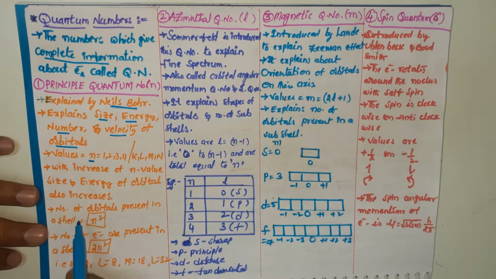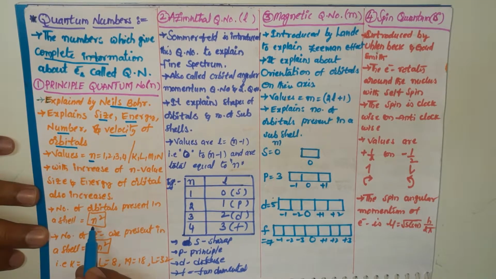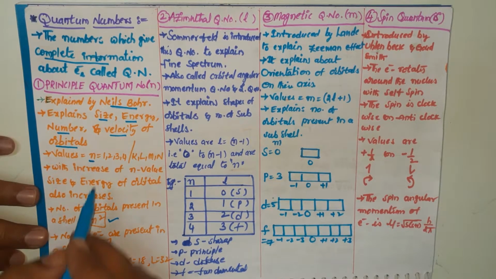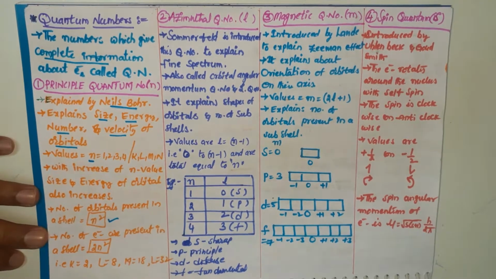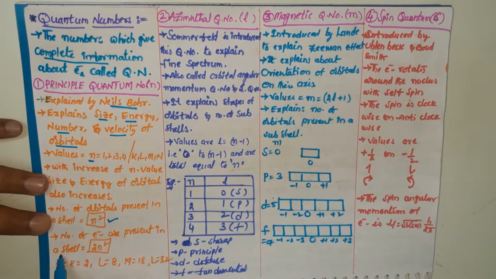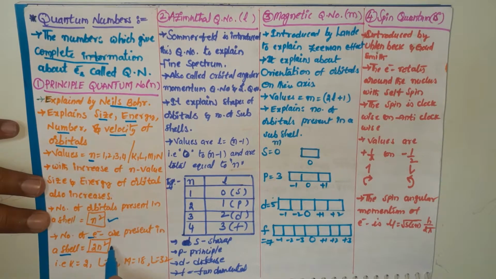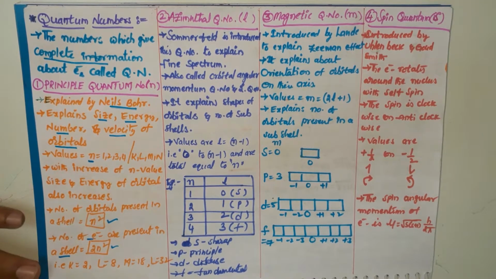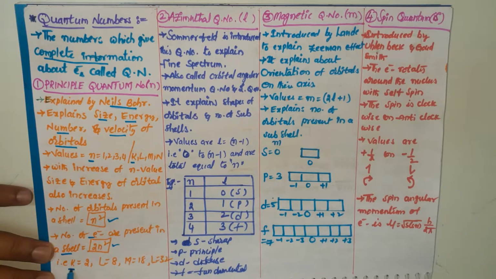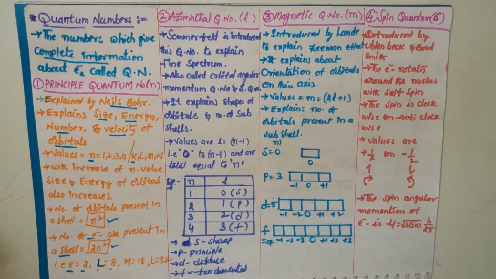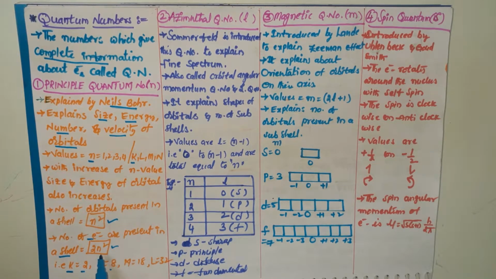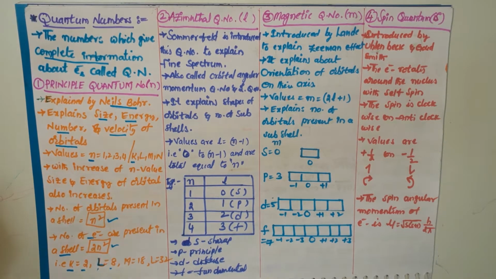How do we calculate the number of orbitals present in a shell? That is the n square formula, where n is the principal quantum number. How do we find the number of electrons present in a main shell? The formula is 2n square. For example, the K shell has 2 electrons, the L shell has 8 electrons, the M shell has 18 electrons, and the N shell has 32 electrons. Like this we calculate the number of electrons in the shells using the 2n square formula.